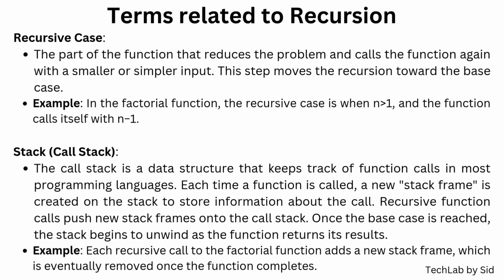Stack or call stack. The call stack is a data structure that keeps track of function calls in most programming languages. Each time a function is called, a new stack frame is created on the stack to store information about the call. Recursive function calls push new stack frames onto the call stack. Once the base case is reached, the stack begins to unwind as the function returns its results. Example, each recursive call to the factorial function adds a new stack frame, which is eventually removed once the function completes.